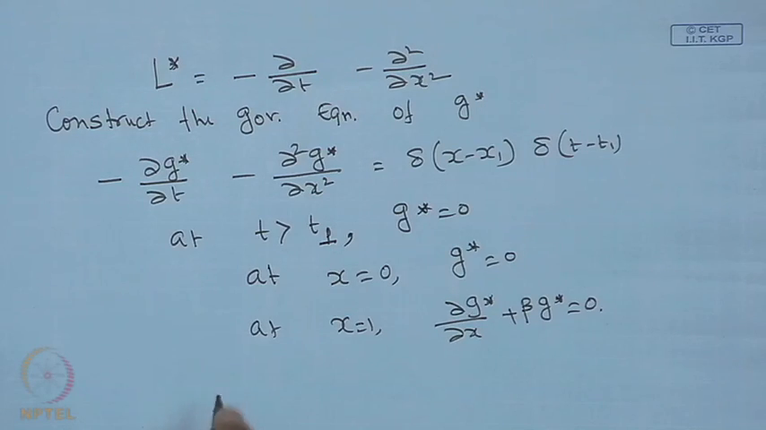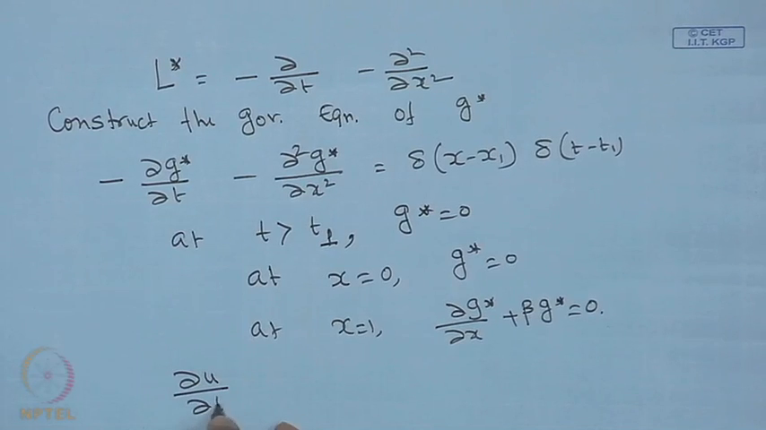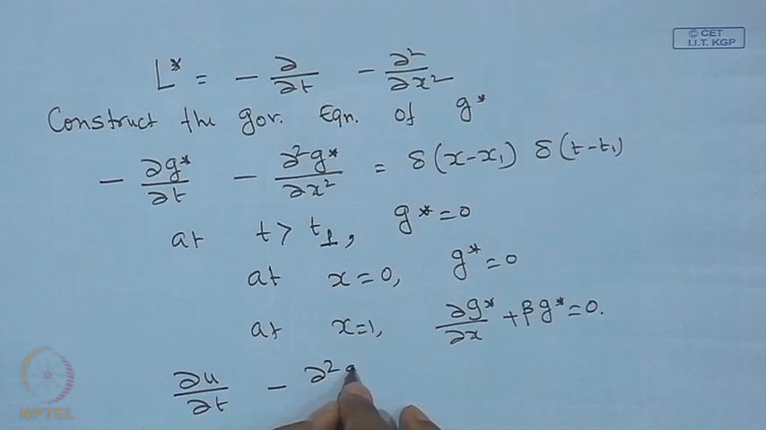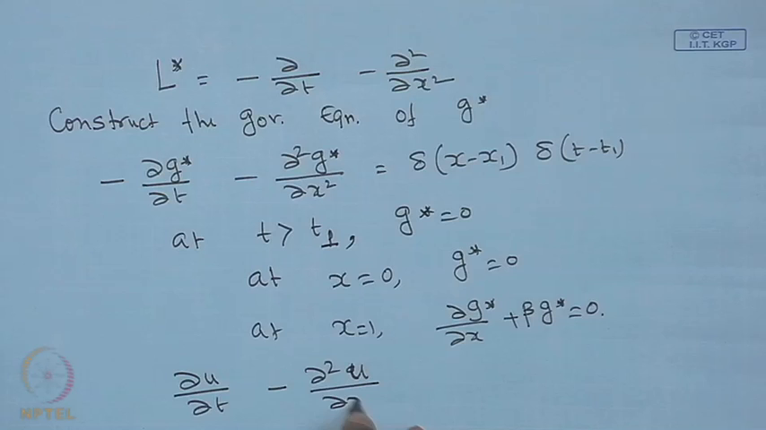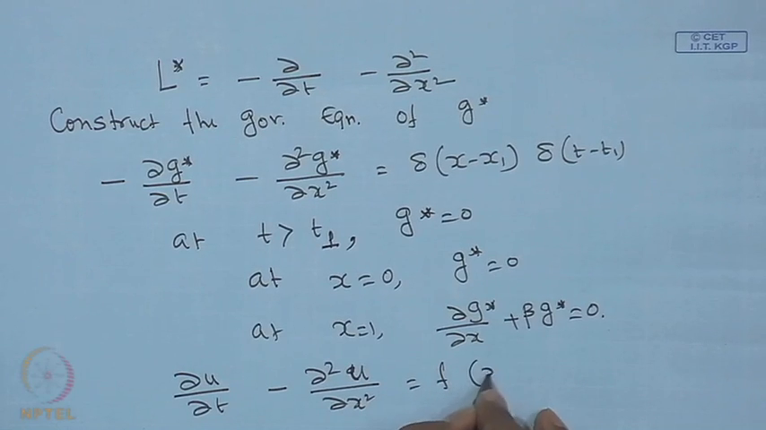Then what we do, we connect the actual problem with this adjoint Green's function. The actual problem was del u del t minus del square u del x square is equal to f of x and t.